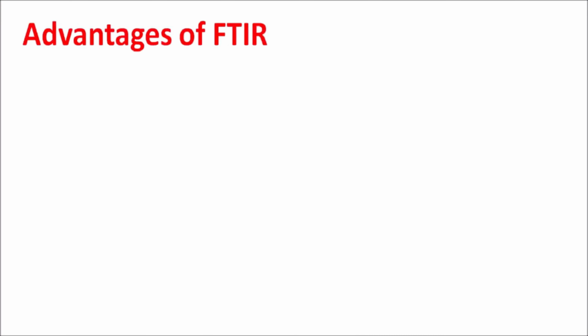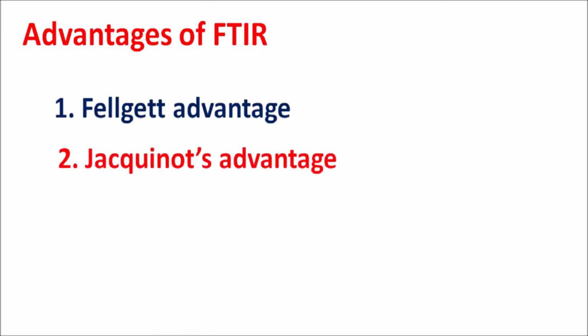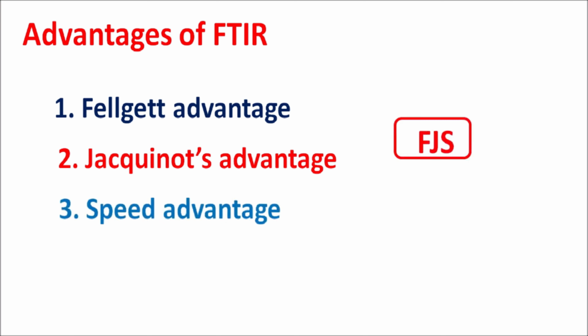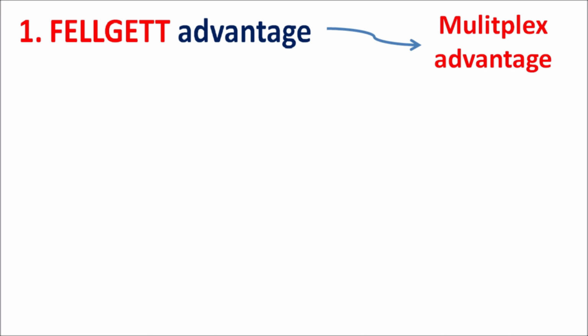Now let us see the advantage of this FTIR. So three advantages are there with FTIR. First one is the Fellgett's advantage. Second one, Jacquinot's advantage. And third one, speed advantage. We can remember these three as FJS. So let us go one by one. First one is the Fellgett's advantage. This is also called as multiplex advantage.